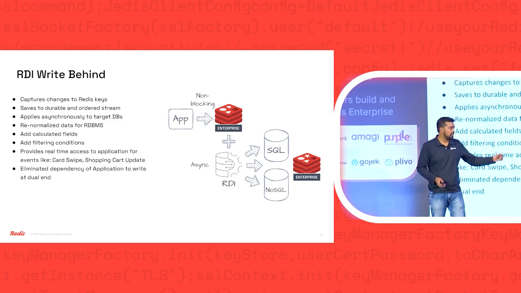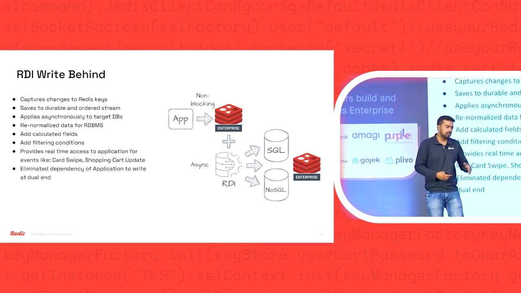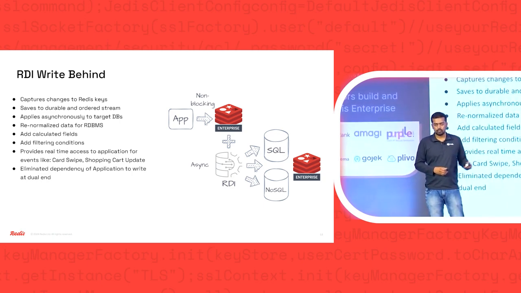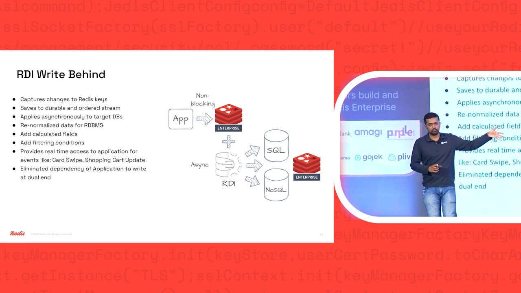And you can also have multiple copies of target databases as well. So let's say if you want data to be updated into Oracle as well as some other NoSQL DB, this feature can take care of it. So your application just has to write data into Redis. Redis will replicate that data at both ends.